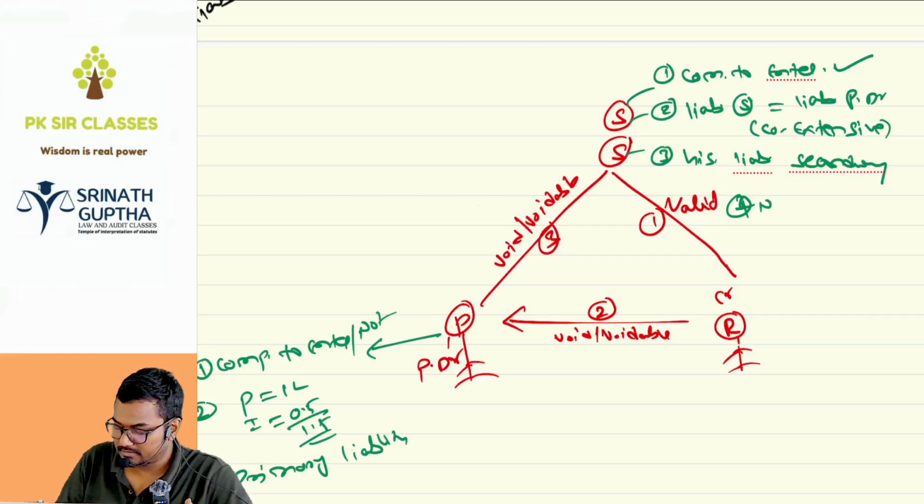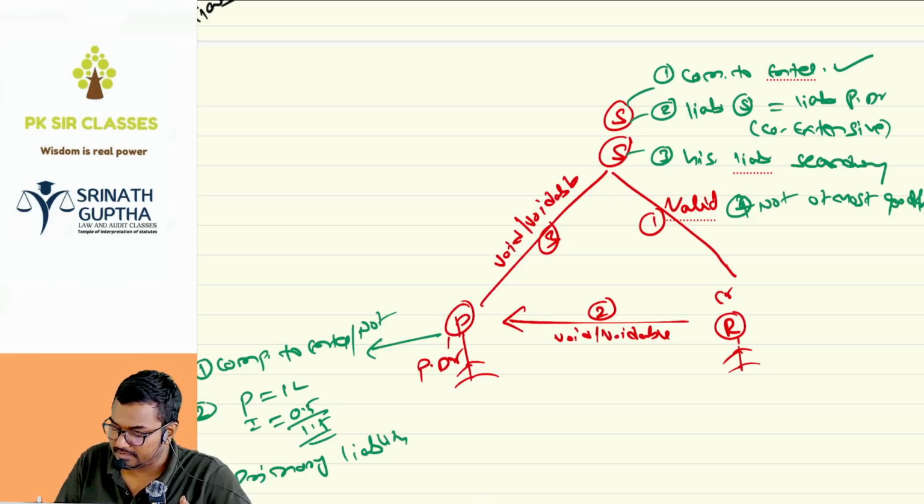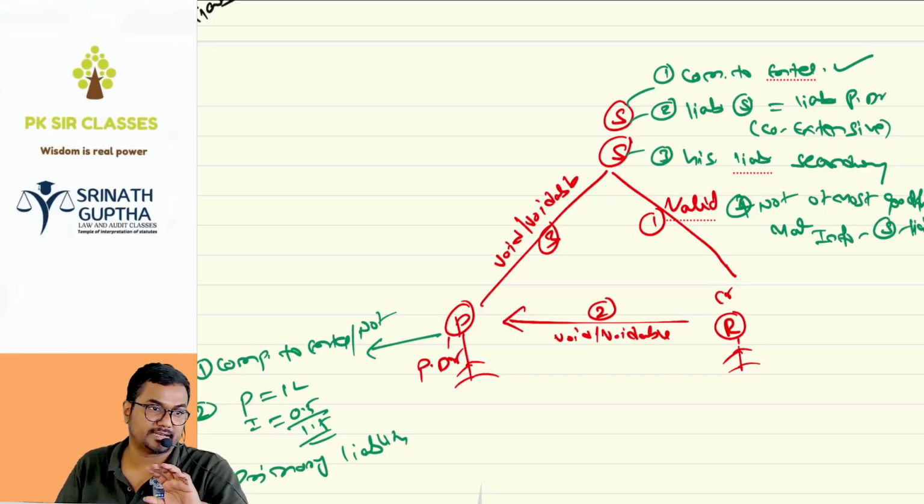Then the contract of guarantee is not a contract of utmost good faith. Still, the principal debtor and the creditor should not hide material information from the surety which will affect his liability. If the surety's liability is not affected, they can hide it. Otherwise, they should not hide it.